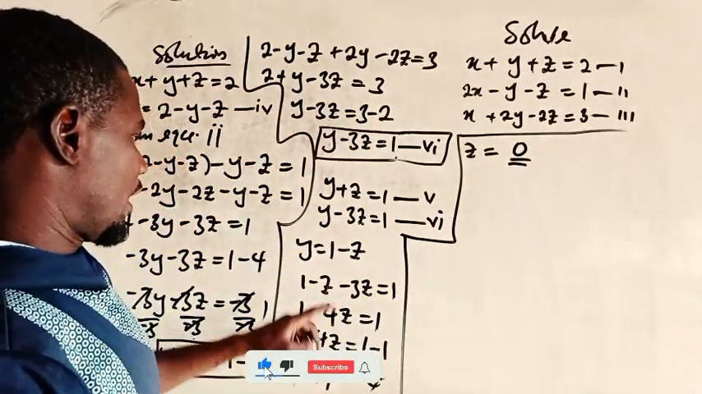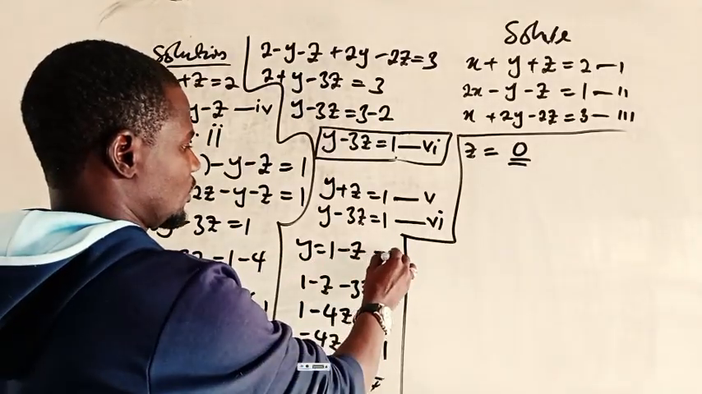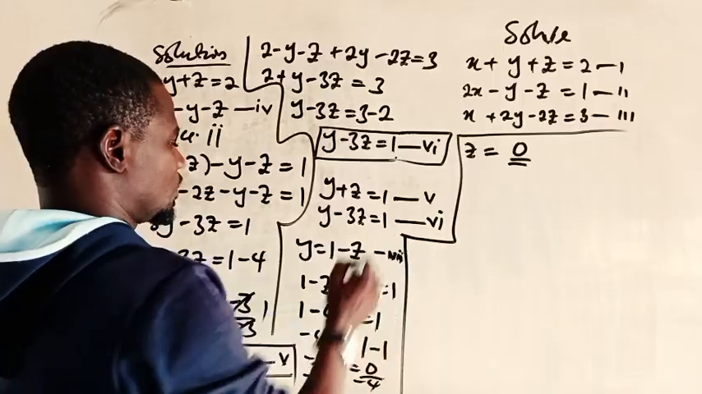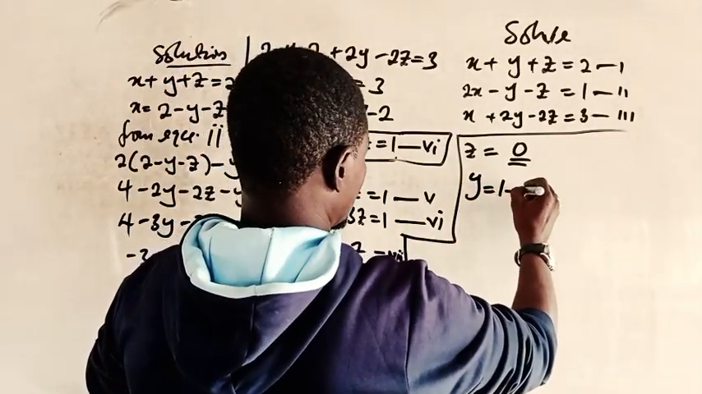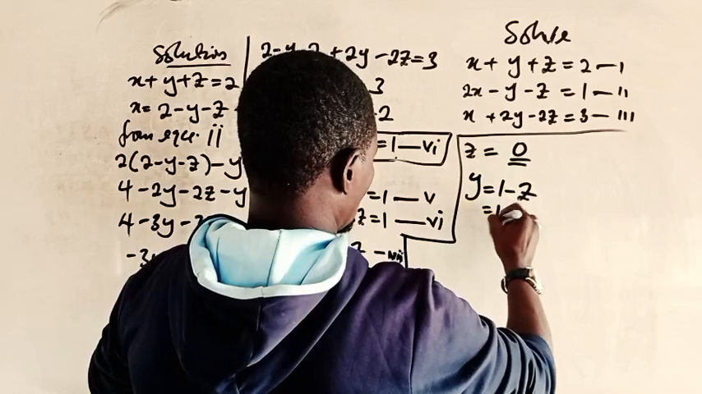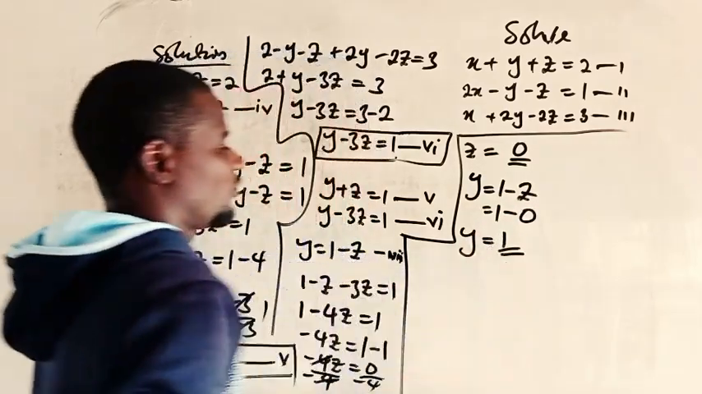Now to find y, we use this equation. That is equation number 7. We use equation 7 to find the y by saying y equals to 1 minus z, and 1 minus z is 0, y automatically be equals to 1. So the value of y is 1.